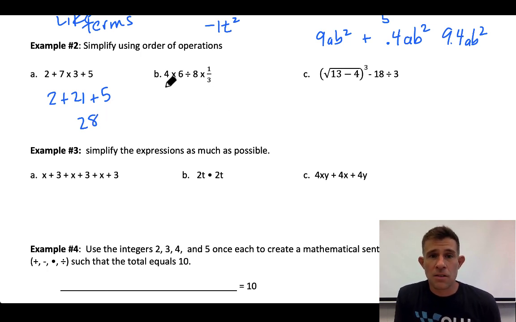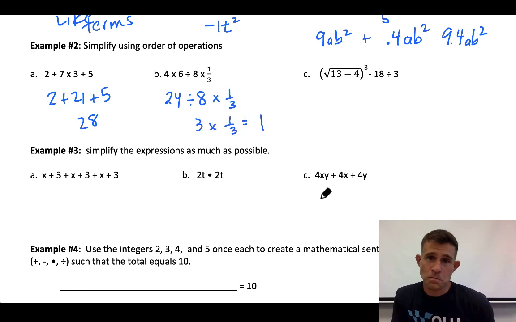All right, our next example, we have 4 times 6 divided by 8 times 1/3. Now these are all multiplication and division. Therefore, I'm going to do them in order left to right. 4 times 6 gives me 24. Divide that by 8, times 1/3. I now have 24 divided by 8, which is 3. 3 times 1/3 is going to give me 1.